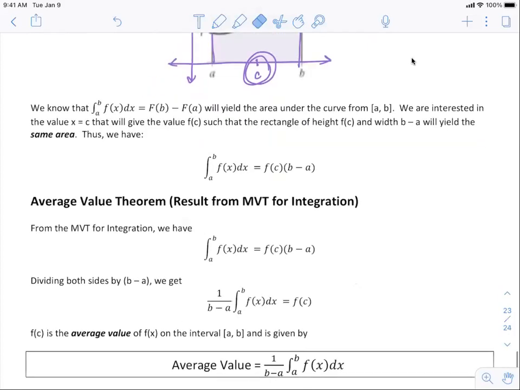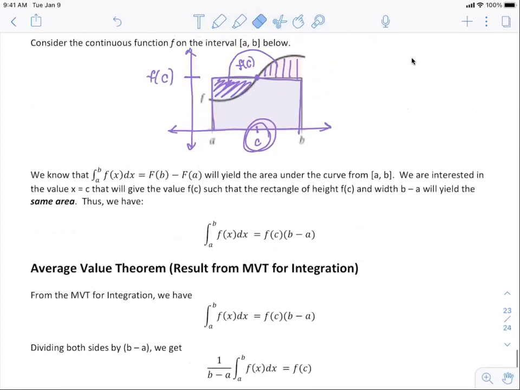So if we think about that, based on what we have, we want the integral from a to b of f of x dx, that's the curvy area, to have the same area as the rectangle with a base of b minus a and a height of f of c. That's just base times height. That's the area of a rectangle. Okay, now that's what the mean value theorem for integration says. That is useful, but not particularly helpful to us.